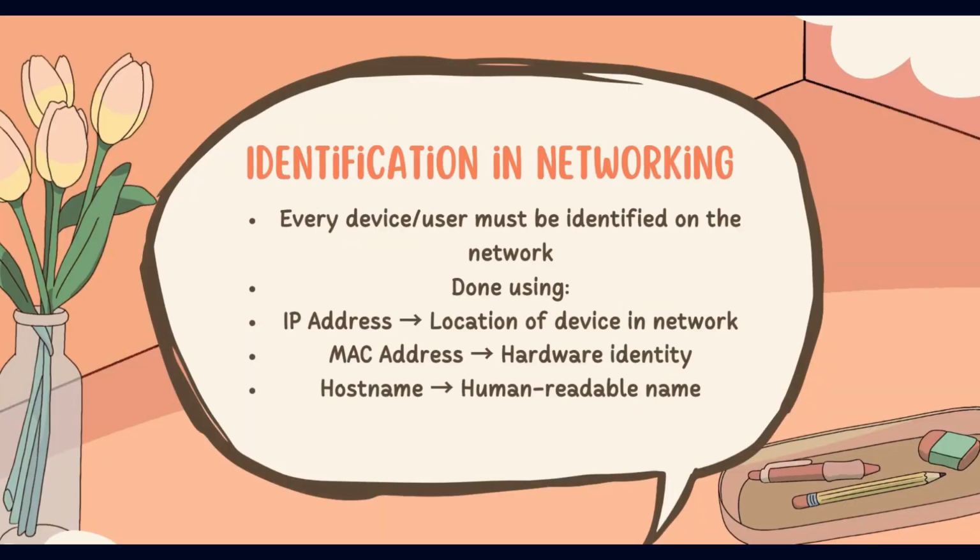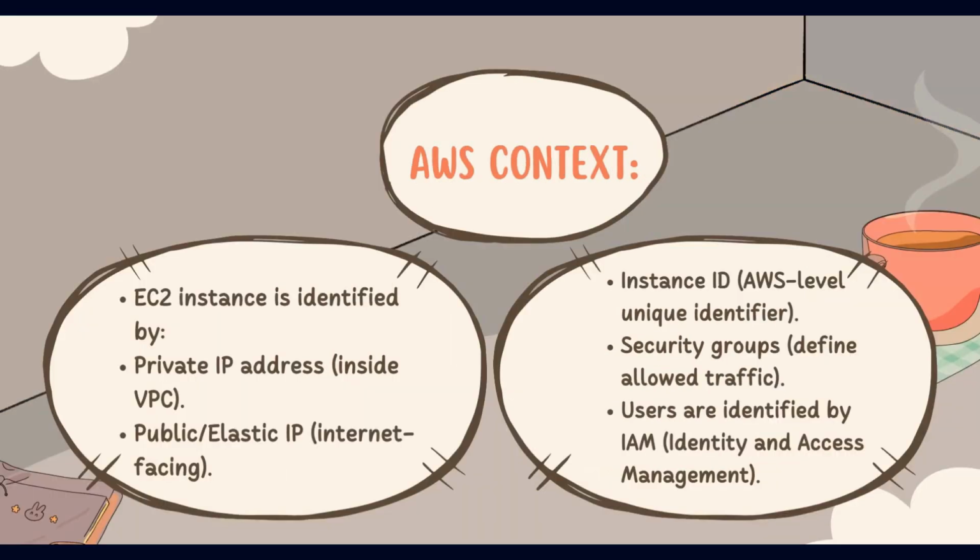Next, identification in networking. In any network, every device must have a way to be identified. This is done through the IP address, MAC address, hostname. IP address is the location of the device, MAC address is the hardware identity, and hostname is a human readable name. In AWS, the same concept applies but in the cloud environment.